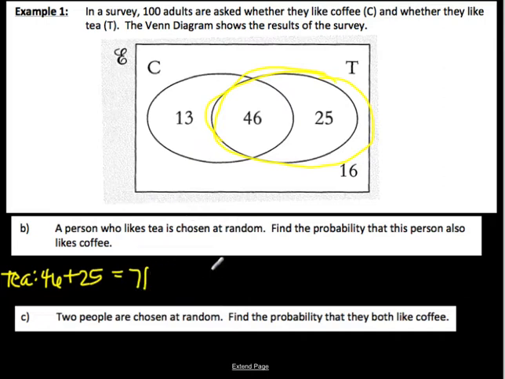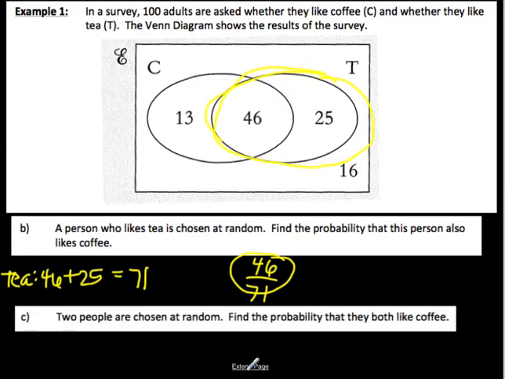Okay, or it's our total. So it's a person who likes tea, okay, is chosen at random, so that means our bottom number for our fraction is 71. And we'll find the probability that this person also likes coffee. Well, my people that also like coffee and tea are 46, so it is 46 out of 71.